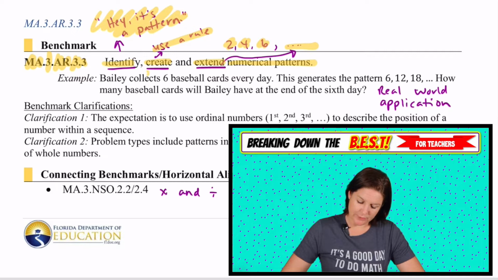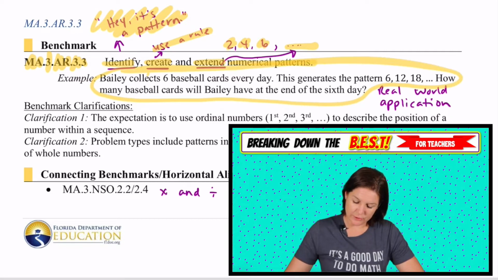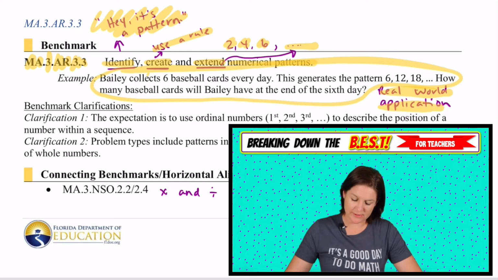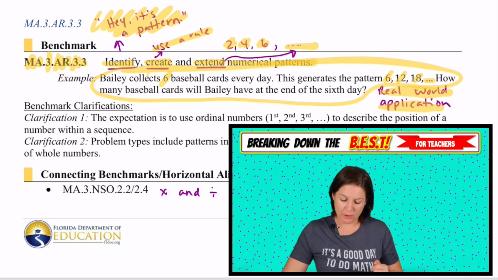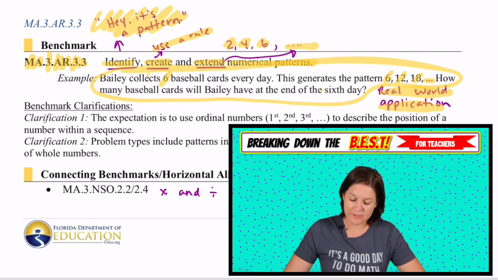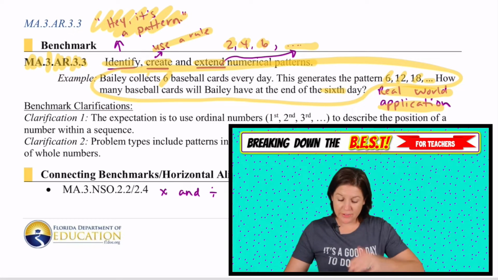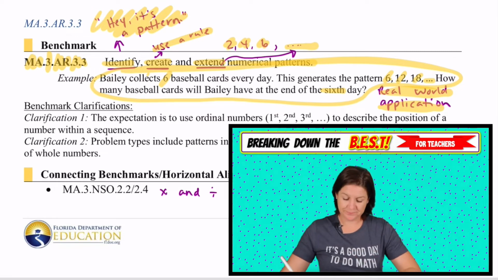So this example right here, if you take a look at it, is a great real-world application. It says that Bailey collects 6 baseball cards every day. This generates the pattern 6, 12, 18, and so on. How many baseball cards will Bailey have at the end of the 6th day? I love the real-world application here, which is awesome.